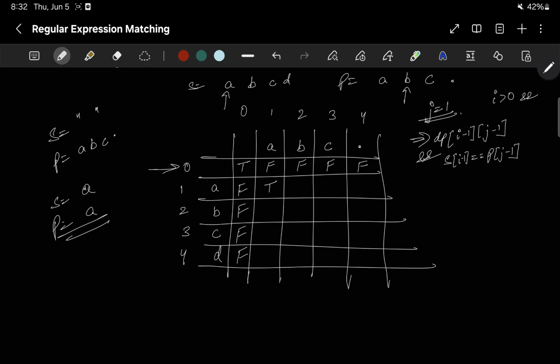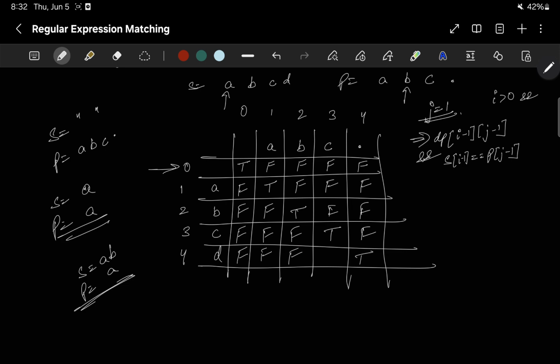Even if you see here, logically, you will see that S is only A and P is AB. It will always be false, right? So this will be false. Similarly, all will be false, right? And so this will also be false because S is AB and P is A. It will not be true, right? Similarly, all will remain false and these will remain true.